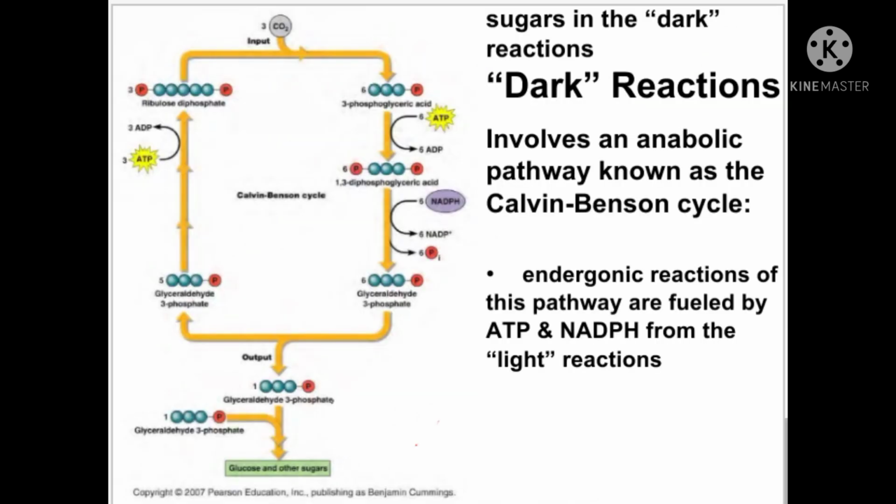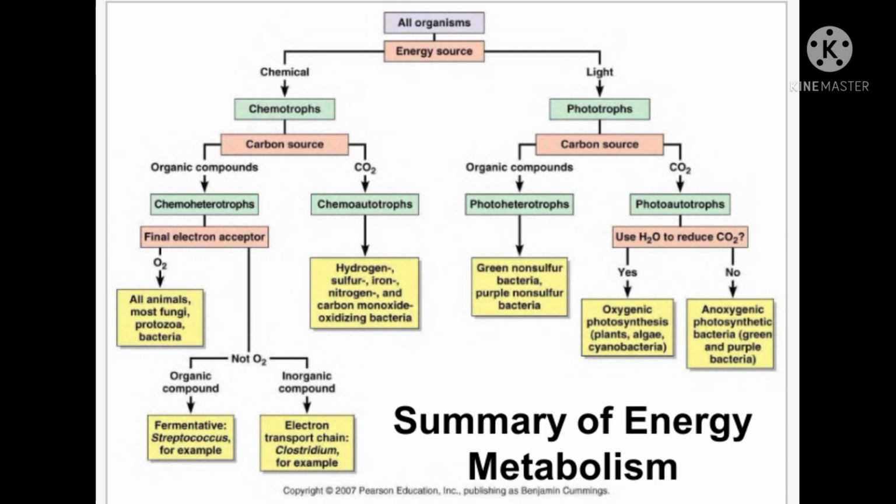What is the dark reaction? It involves an anabolic pathway known as the Calvin-Benson cycle. The endergonic reactions of this pathway are fueled by ATP and NADPH from the light reaction. The resulting sugars can be used as a source of energy to build other organic molecules. That is how the metabolism of microorganisms works.